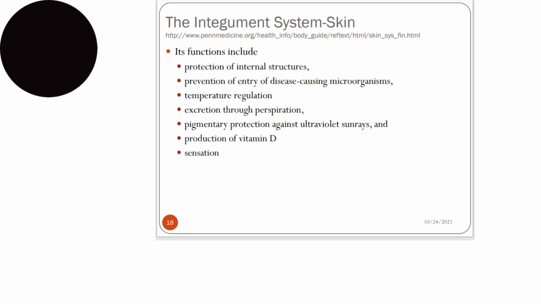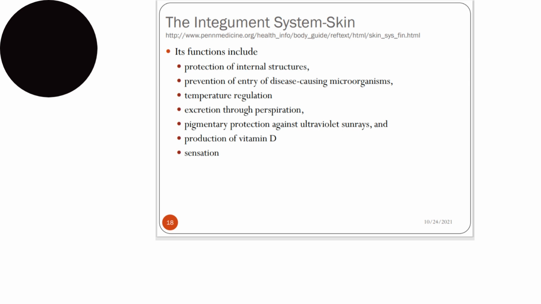And number three, skin is also involved in temperature regulation, which is through perspiration. Actually, perspiration is a process to control body temperature. Besides that, perspiration is one method to remove toxins in the human body. Skin also contains pigment, which is very important for UV protection. And second last, production of vitamin D.